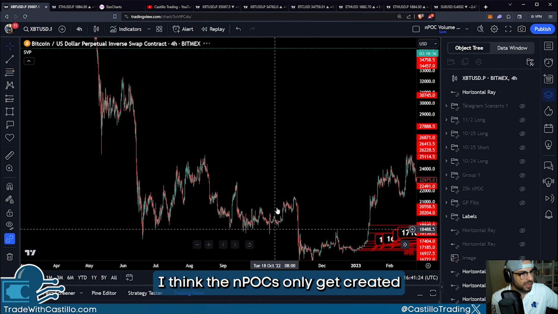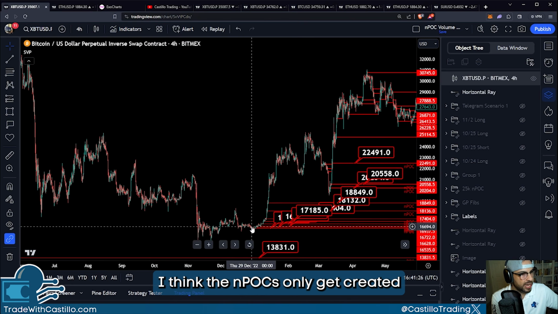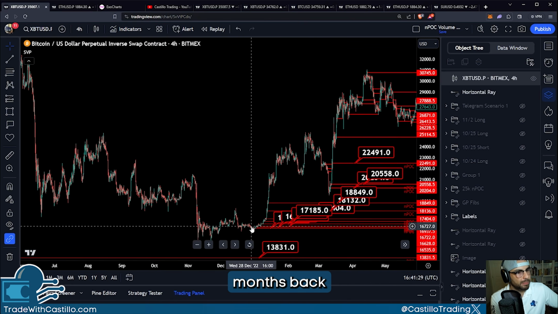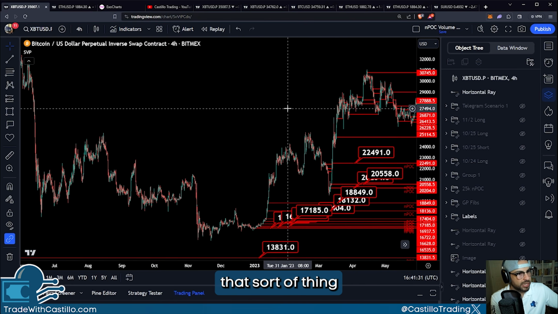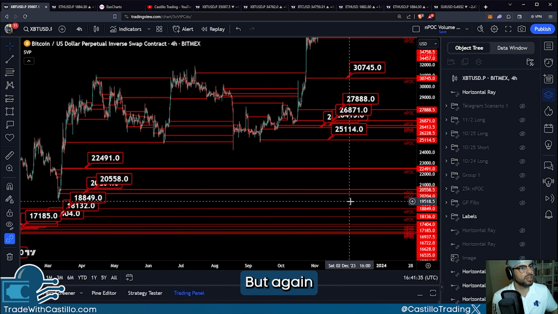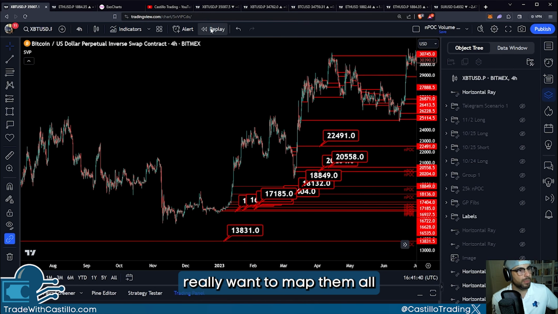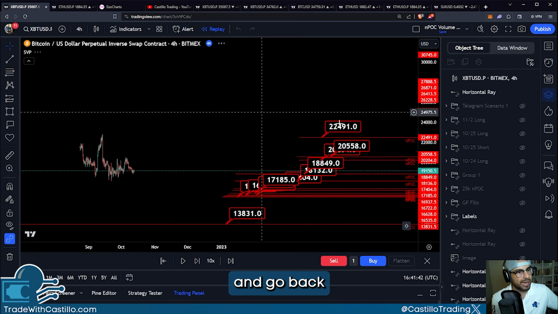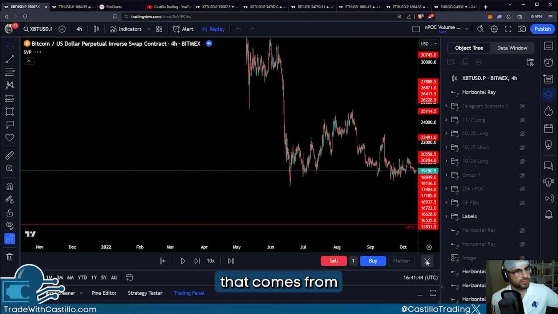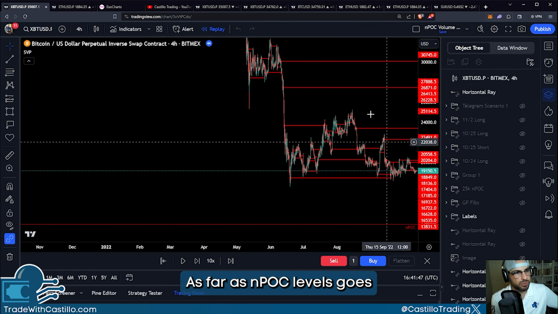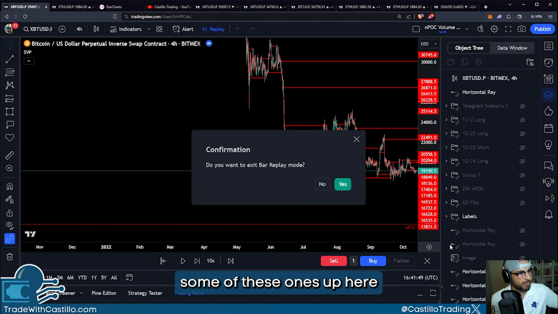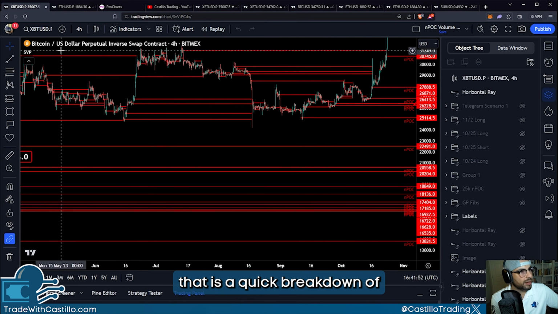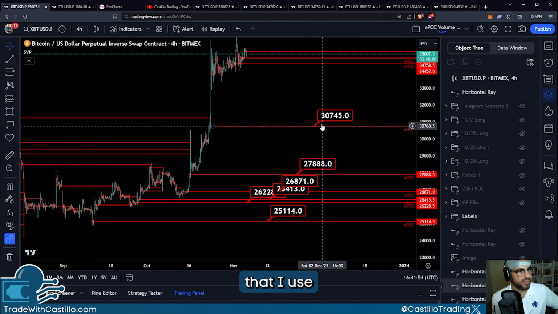And being on this time frame, I think the nPOCs only get created from about a couple months back, maybe a year back, that sort of thing. So there is some data missing. But again, if you really want to map them all, you just have to go to replay and go back, and then you can get the data that comes from the prior days as far as nPOC levels go. That's how you can get some of these ones up here. So that is a quick breakdown of what I look for, the indicator that I use.